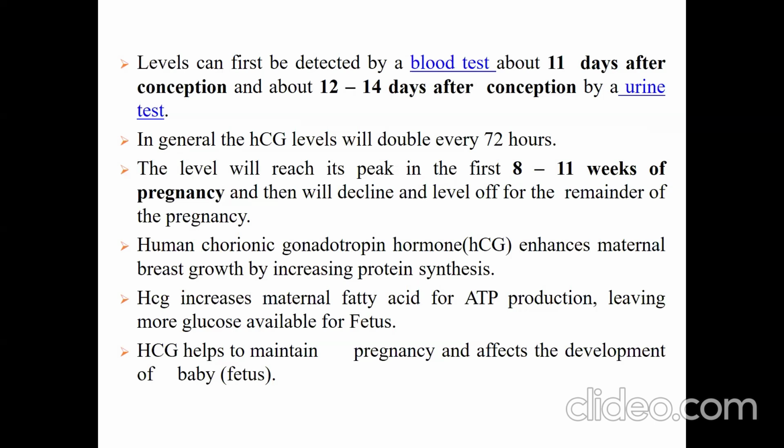In general, the HCG level will be doubled every 72 hours. The level will reach its peak in the first 8 to 11 weeks of pregnancy and then will decline. It will be low for the remainder of the pregnancy. So, initially, from the 8 to 11 weeks of the pregnancy, you can take note that HCG will be at its peak.